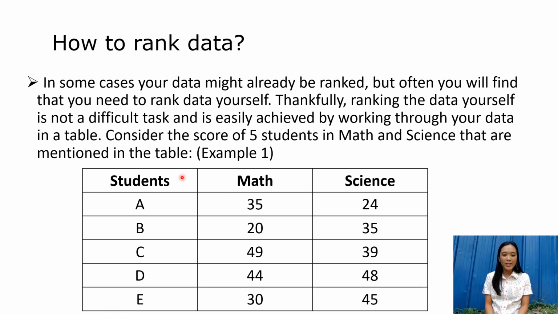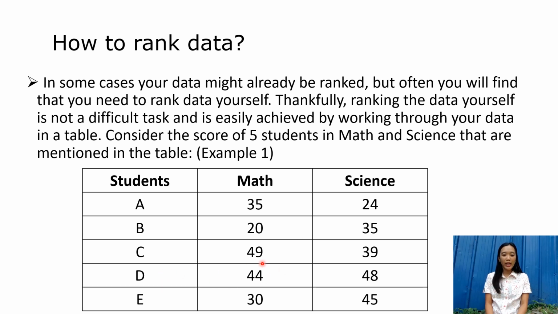Here in the table, we can see 5 students, which are student A, student B, student C, student D, and student E. In the second column, we can see their scores in math, and in the third column we can see their scores in science. Student A got a score of 35 in math, while 24 in science. Student B got 20 in math, while 35 in science.